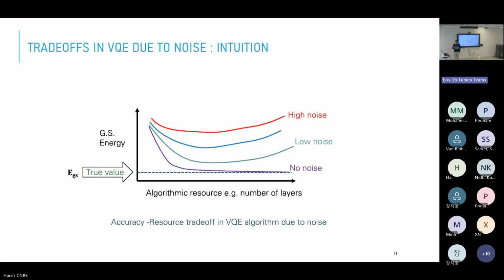But as I begin to increase my noise level, that is, if each gate is noisy, depending on the noise, I will begin to lose accuracy as I add more layers. So from our intuition, we see that there exists some optimal point, simply in terms of the number of layers, where my calculation has the best performance and is the least resource intensive that I can do. So those points would be somewhere here.